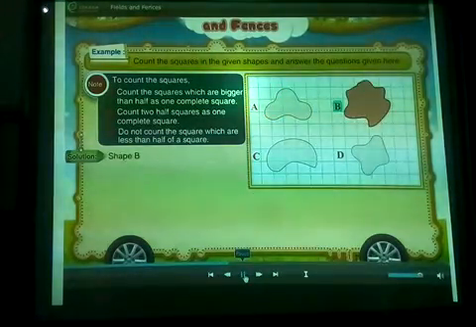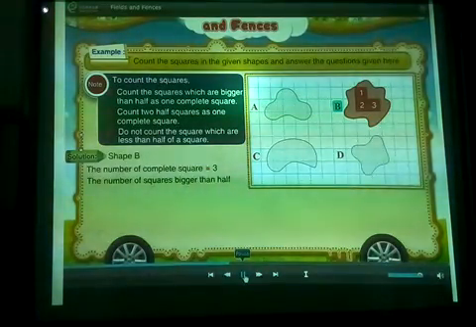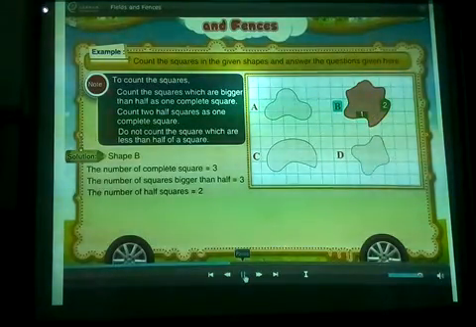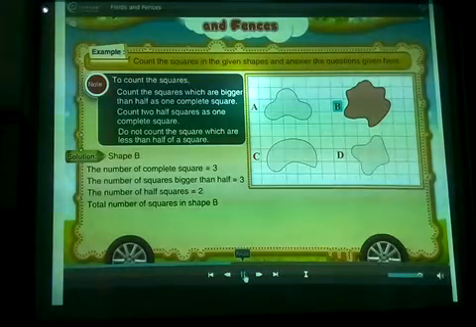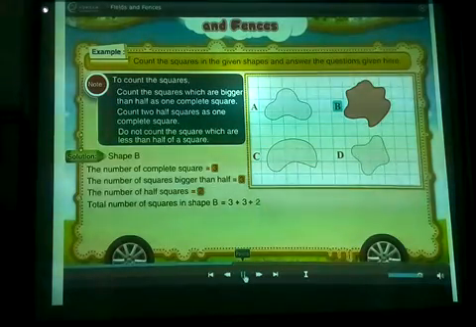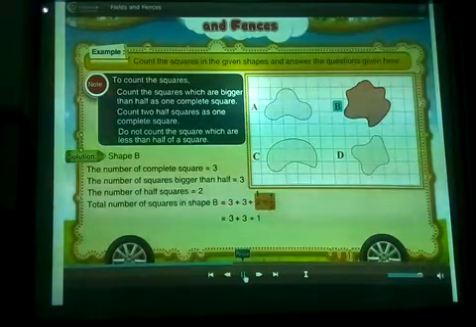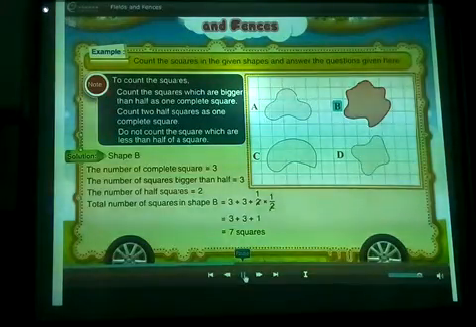In shape B, there are 3 complete squares in all. The number of squares bigger than half is 3, and the number of half squares is 2. So there are total 3 plus 3 plus 2 into 1 upon 2. That is equal to 3 plus 3 plus 1, which is equal to 7 squares.